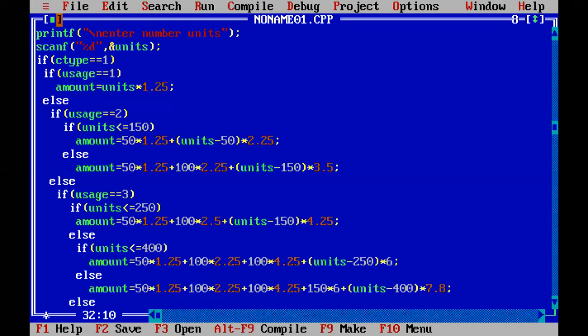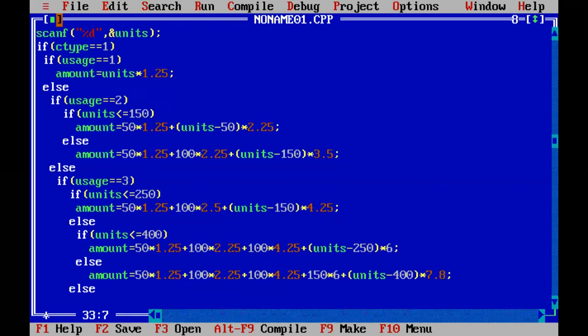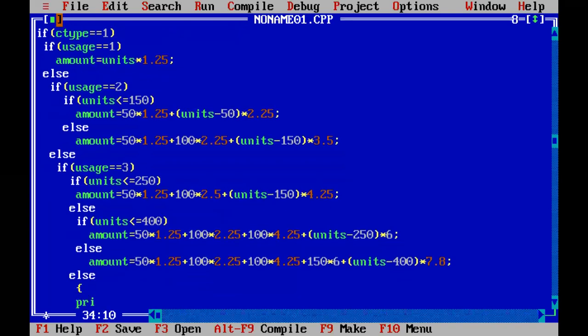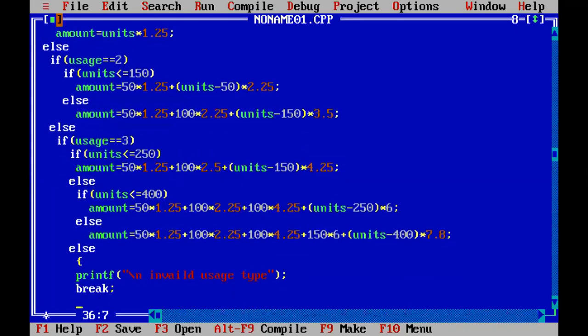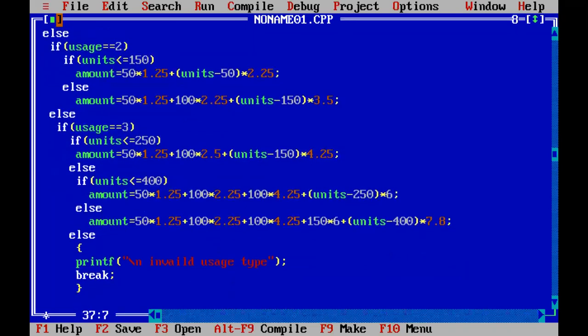If you give another type, in this case I will write printf \n invalid usage type. I will type the message and break.